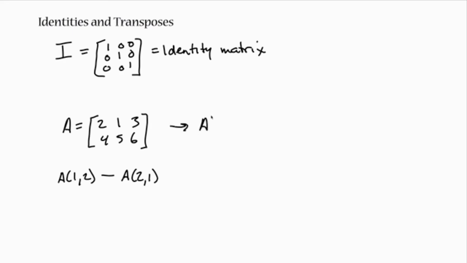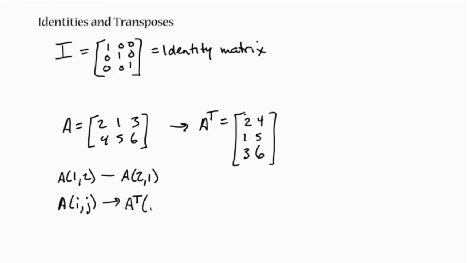So the transpose is going to be 2, 4, 1, 5, 3, 6. So I just flipped it. I think of it as being flipped sort of 45 degrees, but I guess it's actually 90 degrees, really. So the transpose of a matrix takes each one of its row and column elements and flips its rows for columns and puts them in the other space. So, in general, that means all A element ij become a transpose element ji.